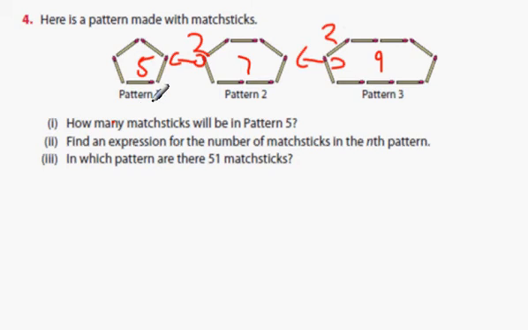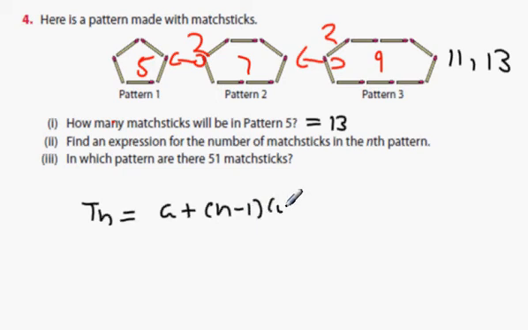This is the first pattern, this is the second pattern, this is the third pattern. What's the fourth pattern have? 11, and the fifth pattern will have 13. It's easy enough. Find an expression for the number of matchsticks in the nth pattern. How do we do that? Use the Tn formula.